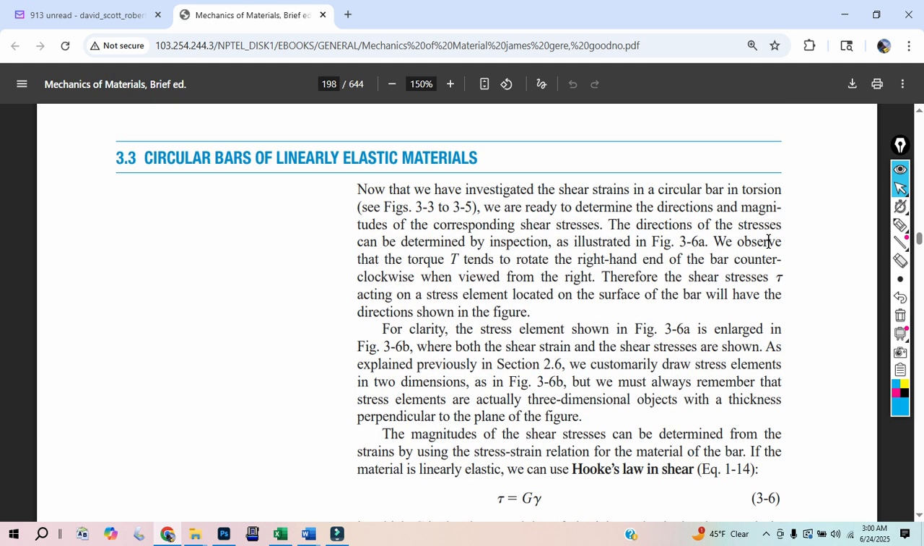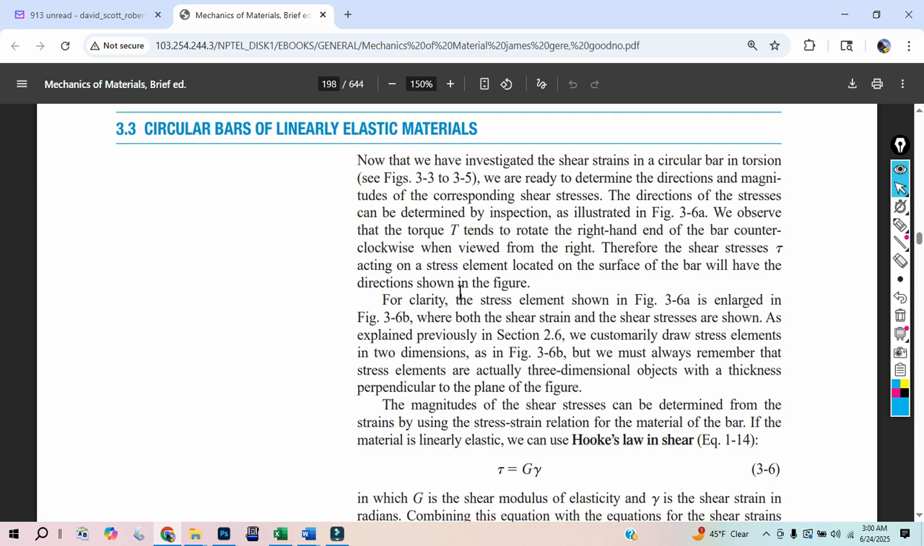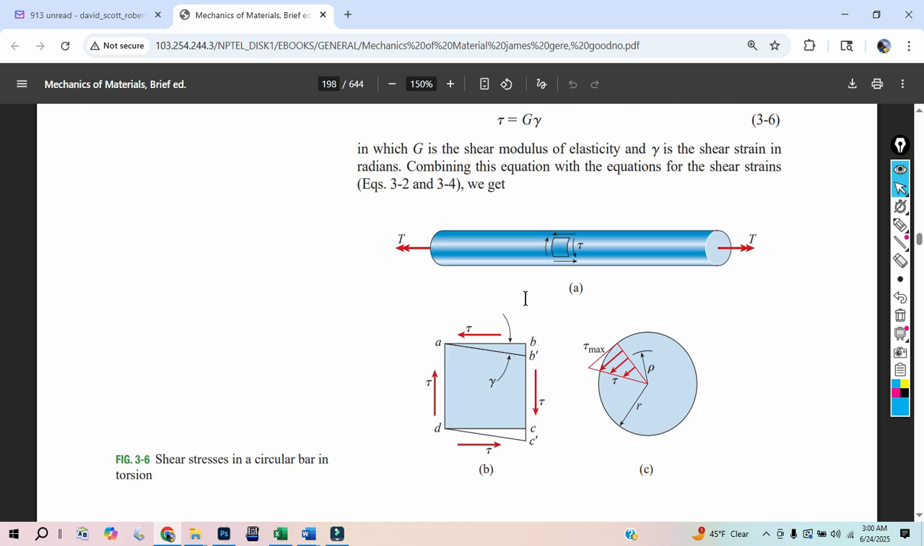Where are we at? So we observe that the torque T tends to rotate the right-hand end of the bar counterclockwise, when viewed from the right. Therefore, the shear stress, tau, acting on the stress element, that little square located on the surface of the bar, will have the directions shown in the figure. Because this is twisting this little square in that direction and that direction.